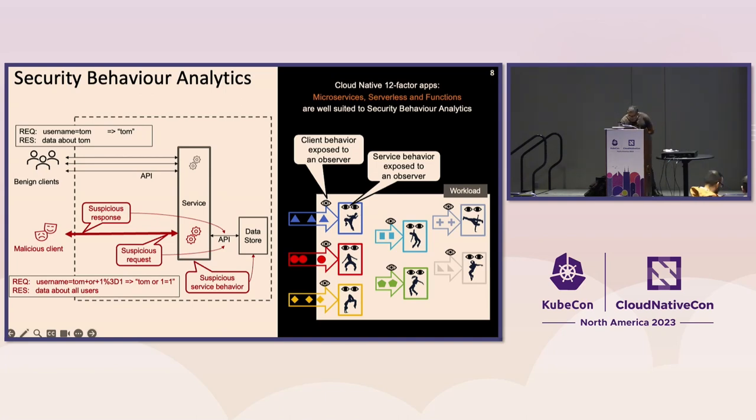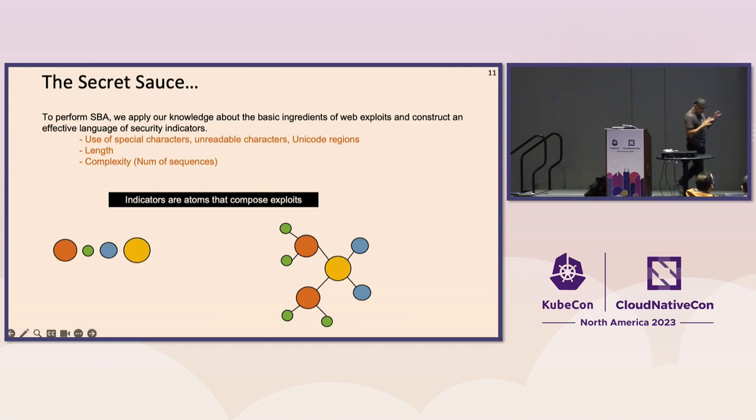So the secret sauce of this technology is actually taking the ingredients. I'm talking now about analyzing a request, okay? To know if a request includes an exploit, we would be taking the ingredients of an exploit and would try to look them up in the request. And I will explain how we do that.